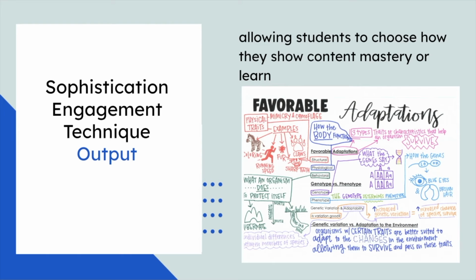Output: allowing students to choose how they show content mastery or learn. This may include letting students choose how they complete an assignment or take notes. An example could be allowing students to choose if they'd like to take traditional style notes or take sketch notes from watching 2 different notes videos, based on what's going to be the best way for them to learn.